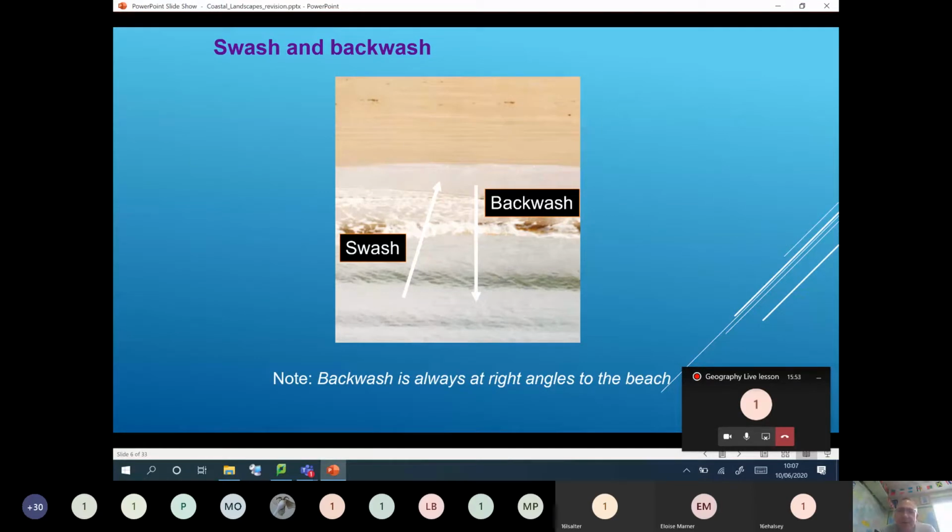I've said to you before, a way of remembering this is if you're drinking from a bottle, particularly if you share that bottle with someone else. When you drink from the bottle, that's the swash. Then when you finish with your bottle, there's a little bit of backwash from your mouth back into the bottle. So if you share your water bottle with someone else, you're also sharing with them loads of phlegm. So swash and backwash, always at 90 degrees.